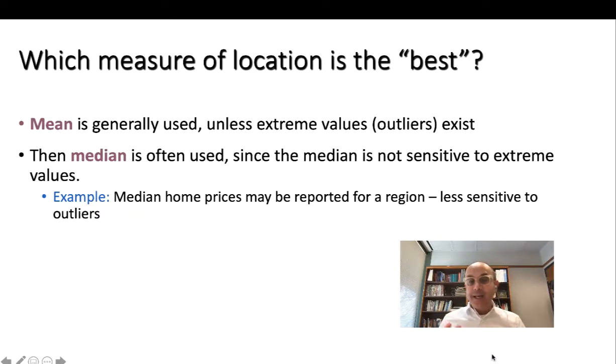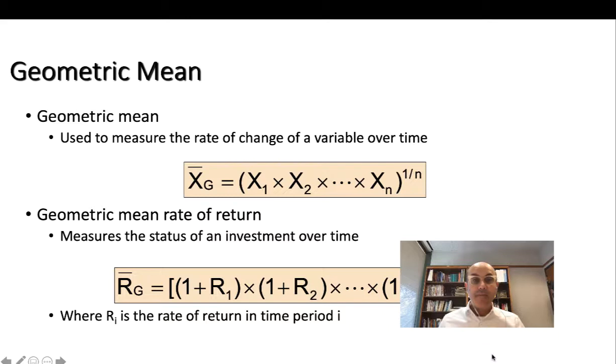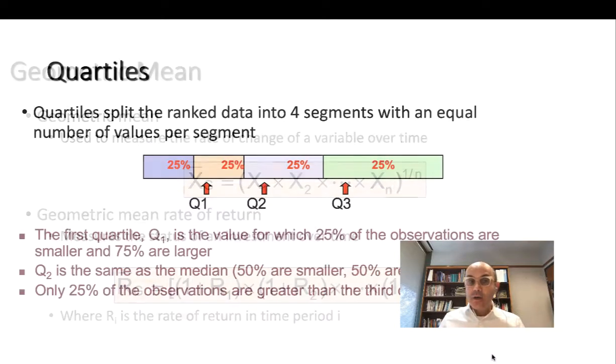Mean is usually used, but when you have outliers, it has a problem. The median is also used, and it's not as sensitive to extremes. It doesn't count the extremes. Another way to measure the mean is the geometric mean. Again, the issue of how to apply that, I will discuss later on in the course.